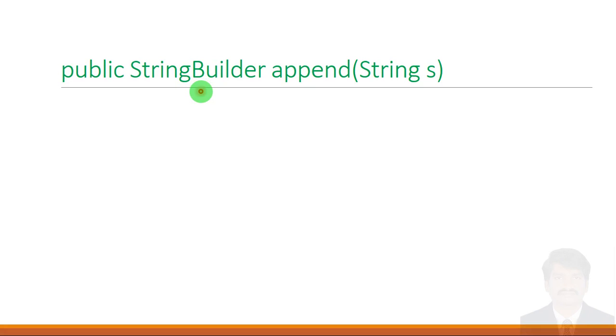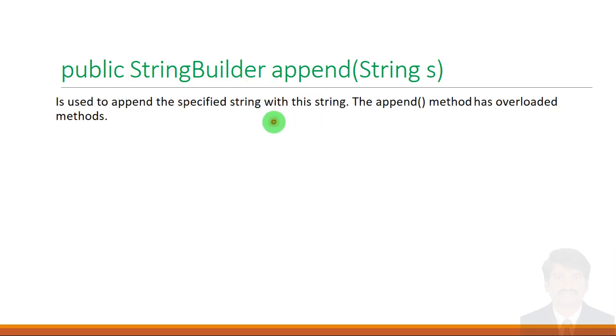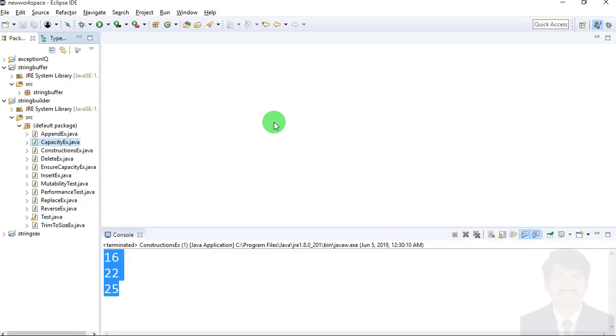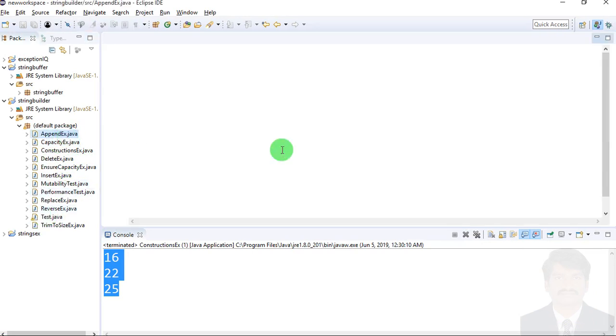Public StringBuilder append. Guys, see, all StringBuilder methods are non-synchronized because we are not using the synchronized keyword here. If you see the StringBuffer methods, you will see public synchronized StringBuffer append. The append method is used to append the specified string with this string. The append method has overloaded methods.